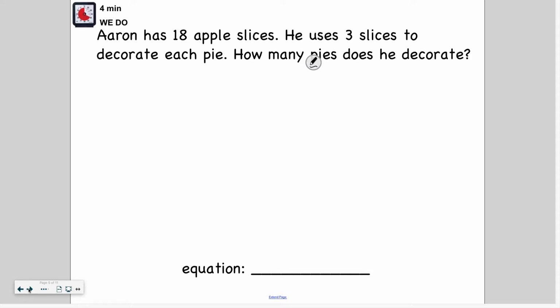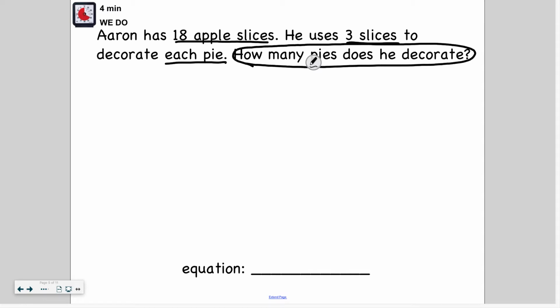All right, so here we have Aaron has 18 apple slices. He uses 3 slices to decorate each pie. How many pies does he decorate? So in this case, it's a little different than the first problem because we knew how many groups there were. There were 3 students. Here we don't know how many pies or groups there are, but we do know the size. We know there are going to be 3 slices in each pie.